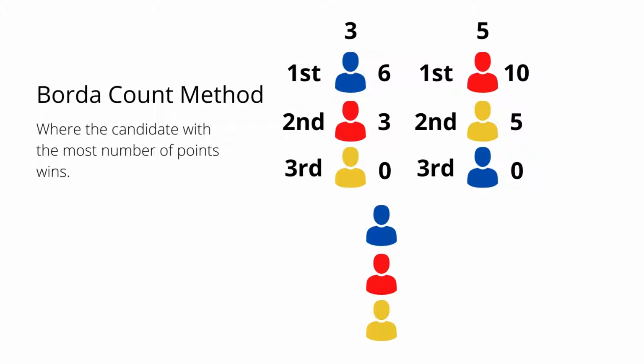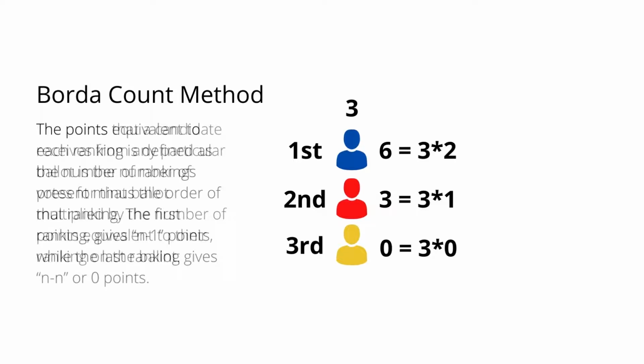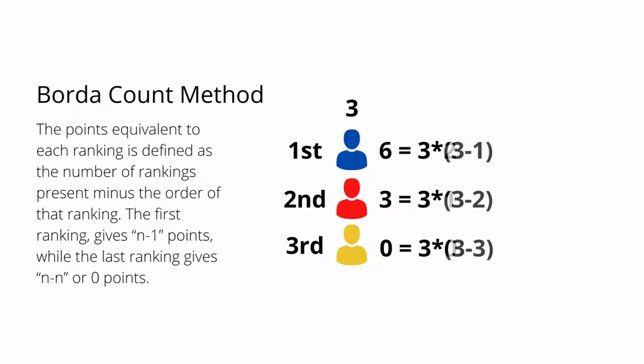The Borda count method, where the candidate with the most number of points wins. The points that a candidate receives from any particular ballot is the number of votes for that ballot multiplied by the number of points equivalent to their ranking on the ballot. The points equivalent to each ranking is defined as the number of rankings present minus the order of that ranking. First ranking gives n minus 1 points, while the last ranking gives n minus n or 0 points.